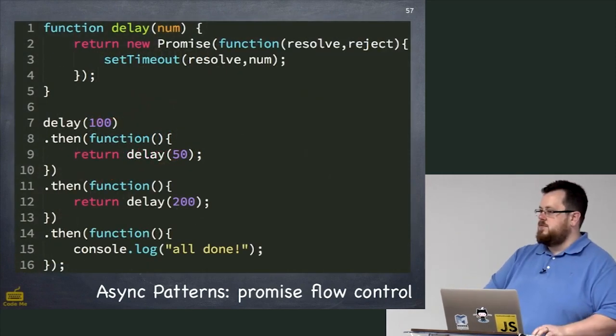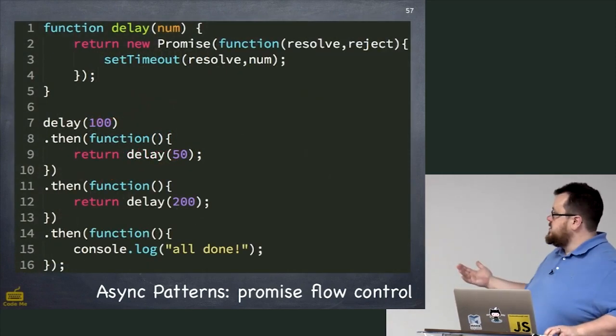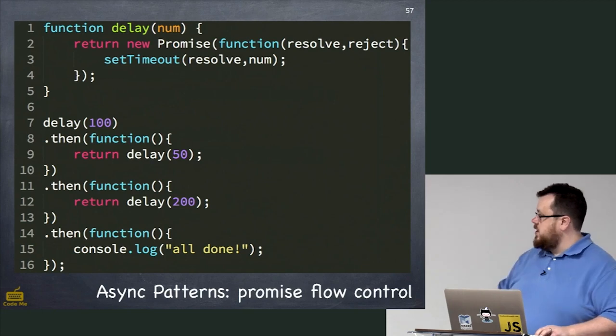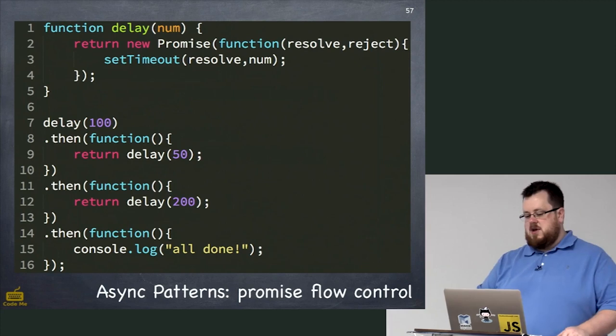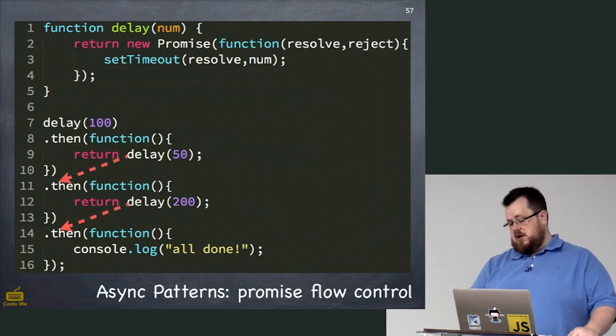Here's another example. This one is using delays. So we're actually delaying based upon times, and you could use that for an animation chain, for example. People have written animations with delays. And of course, it works exactly the same way.